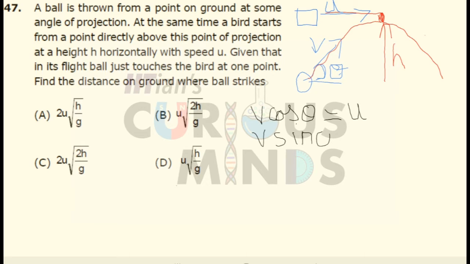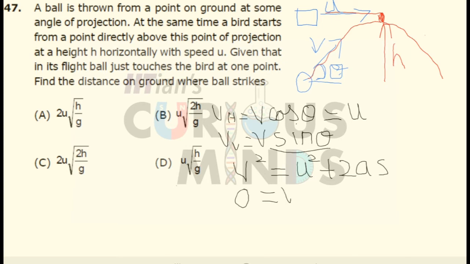Now it means that the initial horizontal velocity of the ball, which remains constant throughout, is equal to u, that is the velocity of the bird, and the initial vertical velocity of the ball is equal to v sine theta. I do not know the value. This is the vertical, this is horizontal, and this is the vertical velocity of the ball.